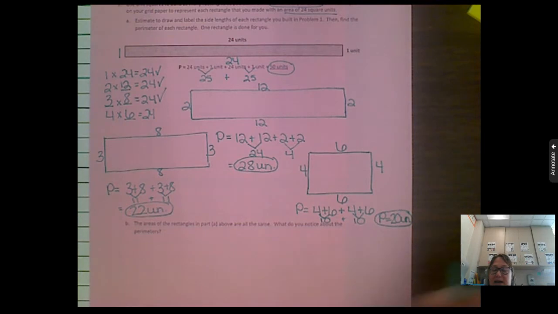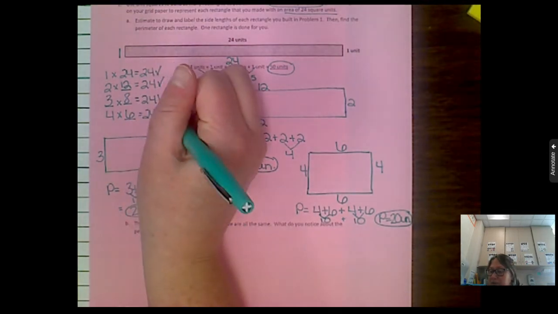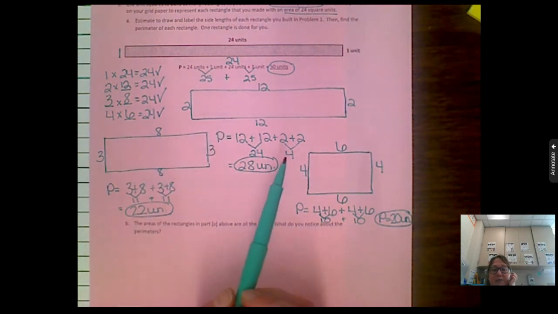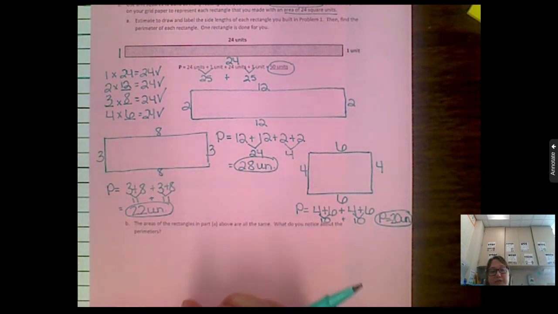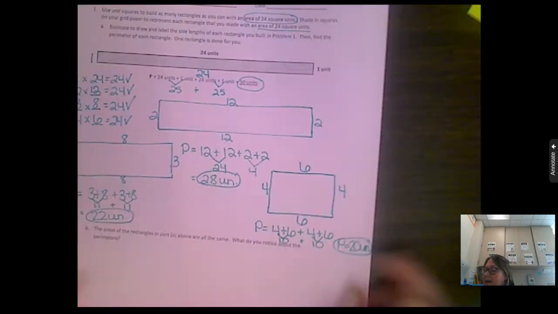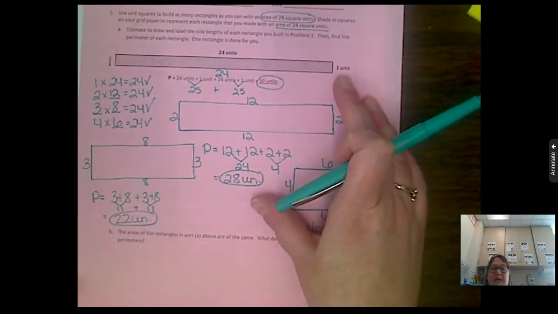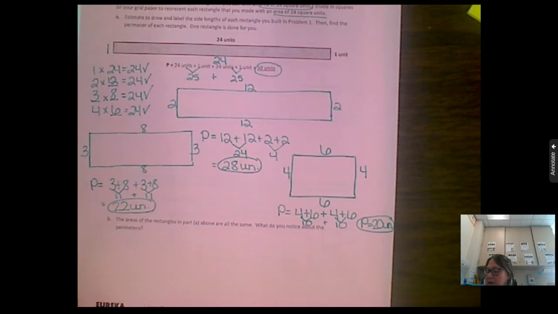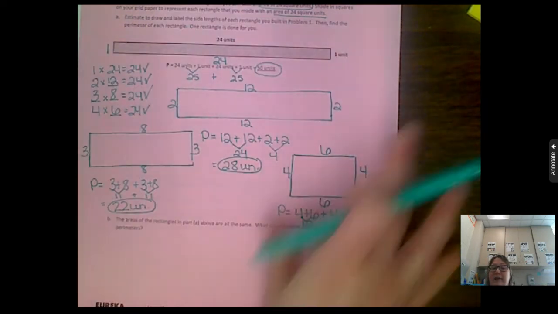Alrighty. So we have 1, 2, 3, 4, and they did 1 for us. So then we have 2, 3, 4. So we played with our tiles first, and then we put these rectangles on our grid paper, by eyeballing it, by estimating it to make it look as close as possible. Okay. We're not going to write B, but we're just going to talk about it. So B says the areas of the rectangles in part A above are all the same. So these all had an area of 24.